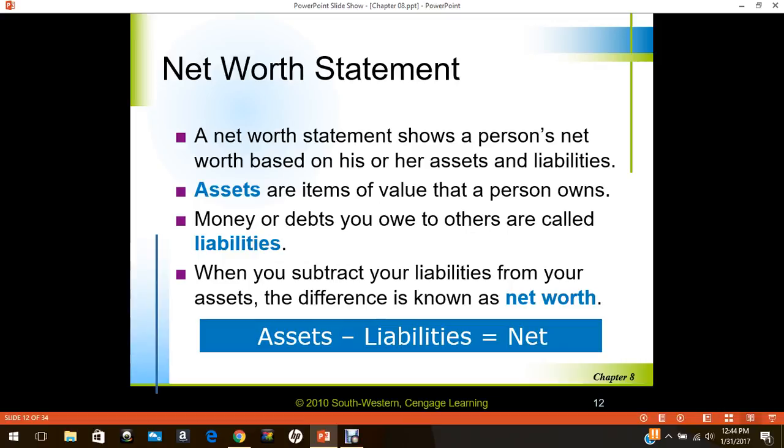A lot of times when you apply for things like a loan or credit, they're going to take a look and determine if you're solvent or insolvent, and they're going to use that to make their decision. So it's important that you know what your net worth is.